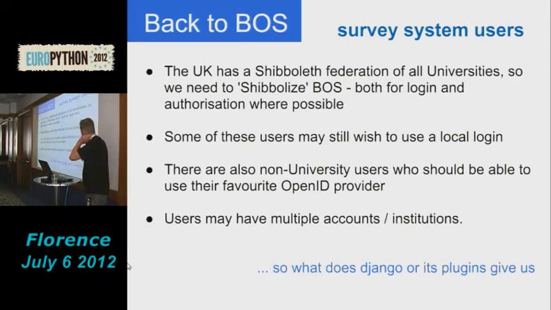So going back to the survey system, what do we need to do and what can you do, what tools are available to do that with Django, or general ones actually that could be reused for other web frameworks. So we've got a need to Shibbolise, as it's called, which is a SAML 2 thing, apply that to universities that are using our system.